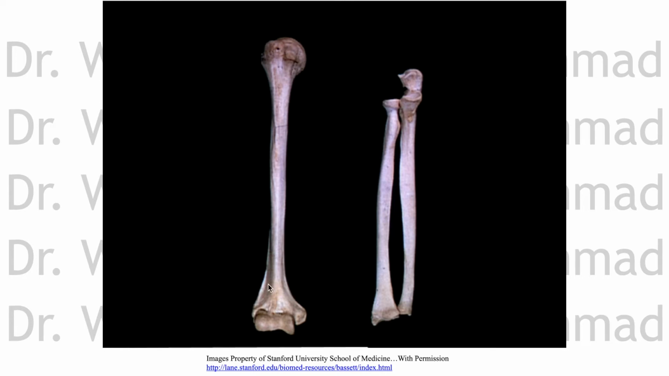And here we have the lower end of the humerus. It has a process, see this protrusion, that fits in a cavity in the ulna. This projection fits in the cavity of the ulna. This is the ulna and this is the radius. This is the right upper limb. This is the right arm and this is the right forearm.